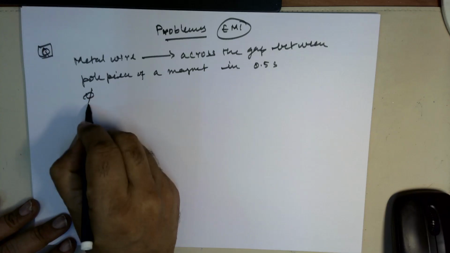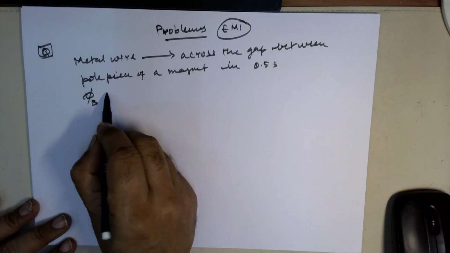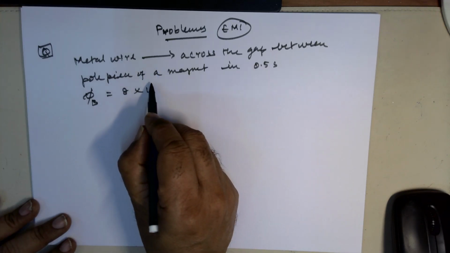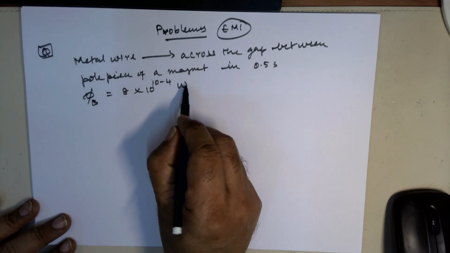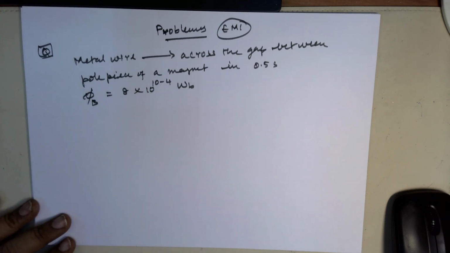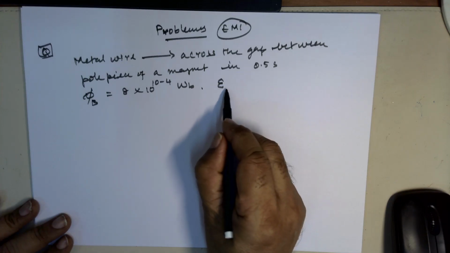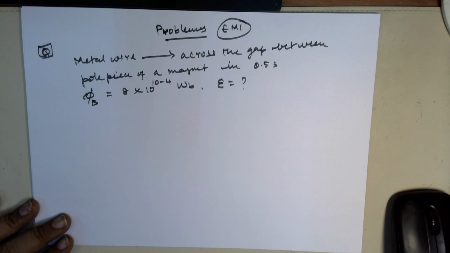The magnetic flux between the pole pieces is 8 into 10 power minus 4 Weber. Estimate the induced EMF in the wire.